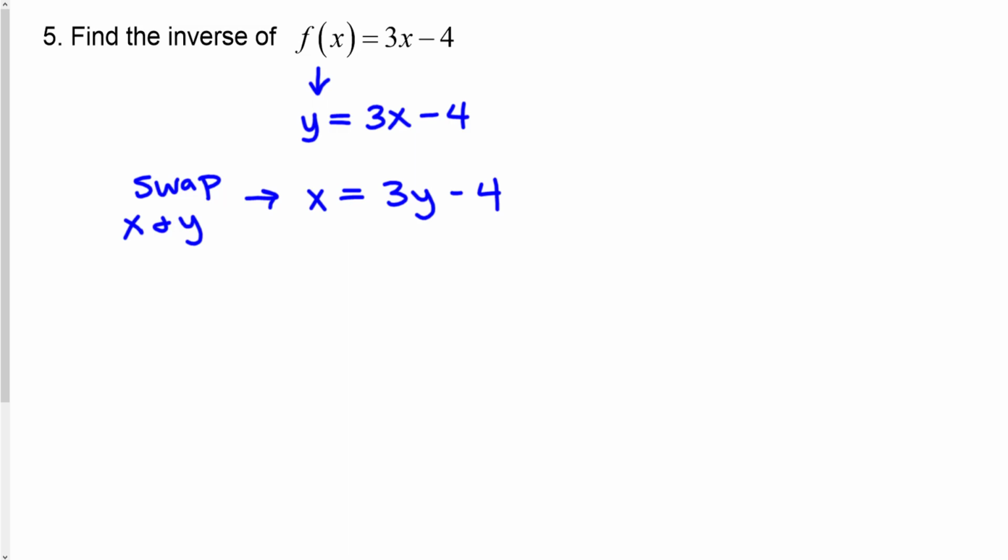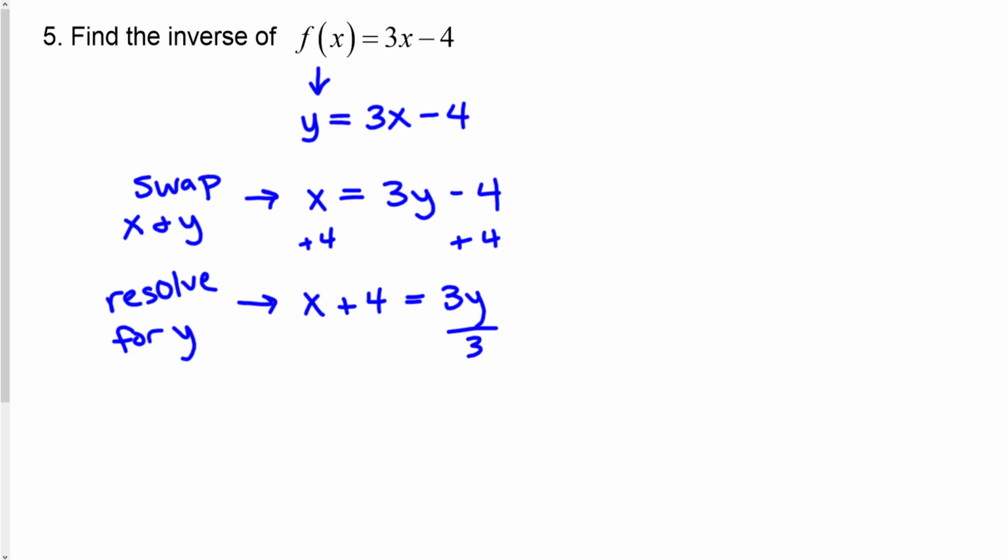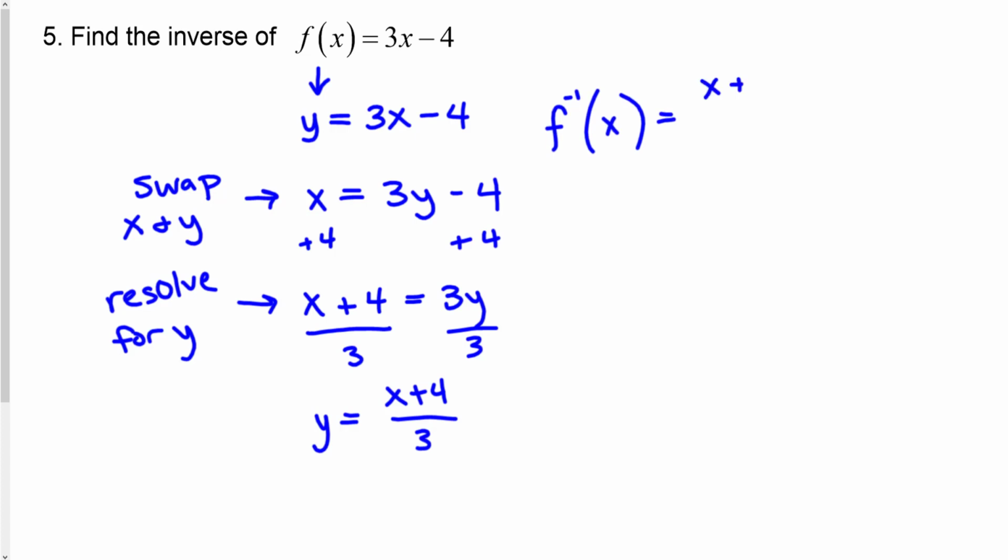So at this point you want to resolve for y. So I will add 4 to both sides, taking care that x and 4 are not like terms. So the best I can do is just write this right here. Divide both sides by 3. So I have y equals x plus 4 over 3. And then going back to the function notation, f to the negative 1 power, meaning that is the inverse of the function f, is x plus 4 divided by 3.